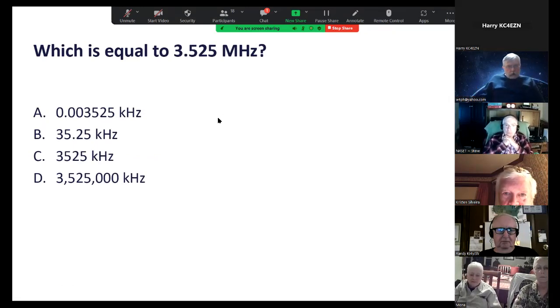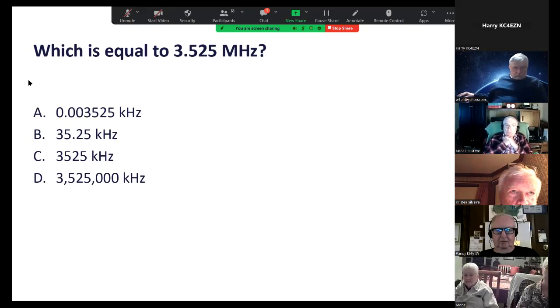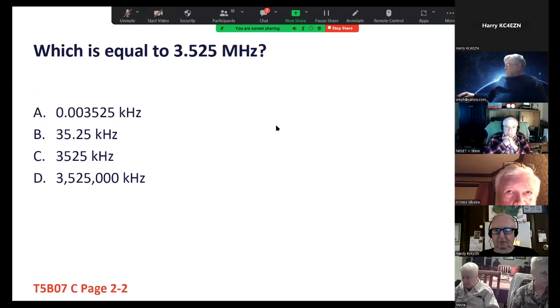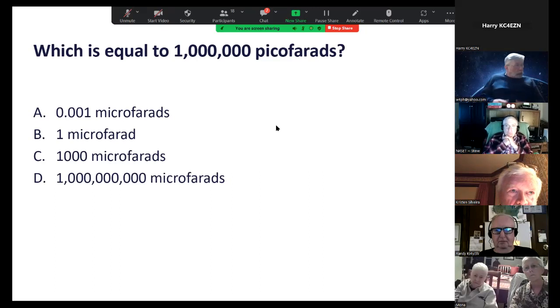Which is equal to 3.525 megahertz. So 3.525 would be 3,525 kilohertz. That moves the decimal place by 3 places. Okay. Which is equal to 1,000 picofarads. 1,000 picofarads is 1 times 10 to the minus 12. I believe that's equal to 1 microfarad.